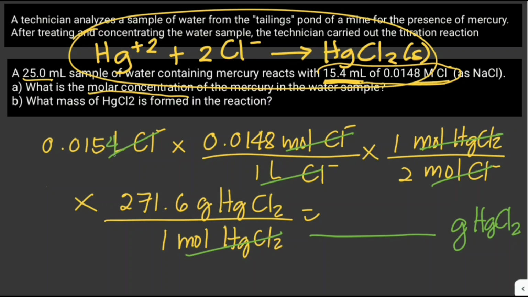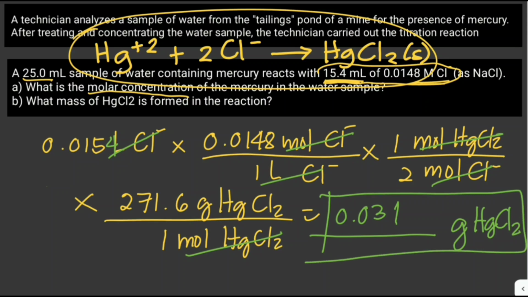It's supposed to be 0.0154 times 0.0148 divided by 2 times 271.6. So this is just equivalent to 0.031 gram mercuric chloride. So this is the mass of mercuric chloride that is formed in this reaction between mercury and chloride.